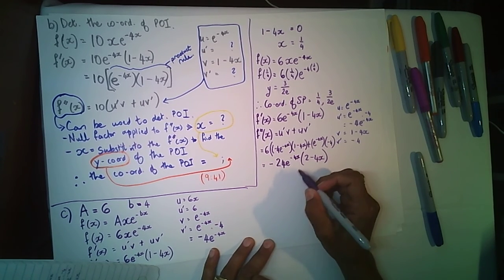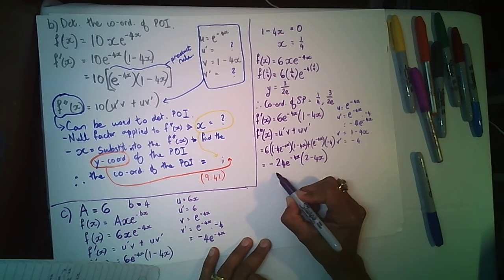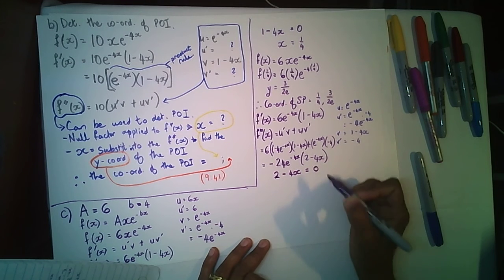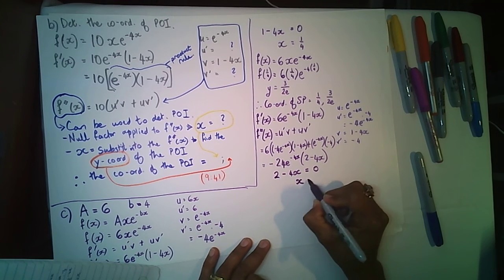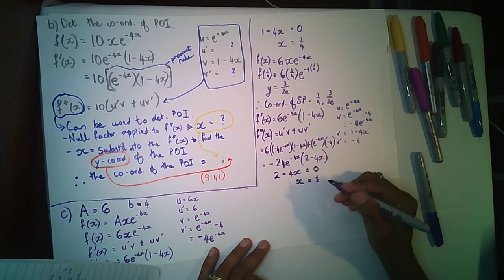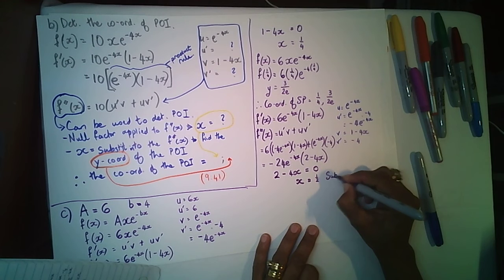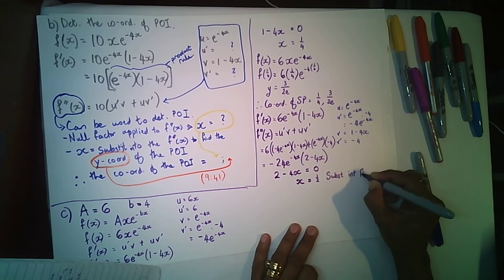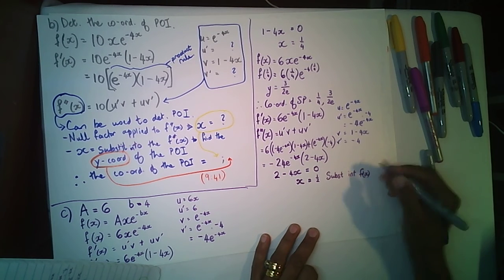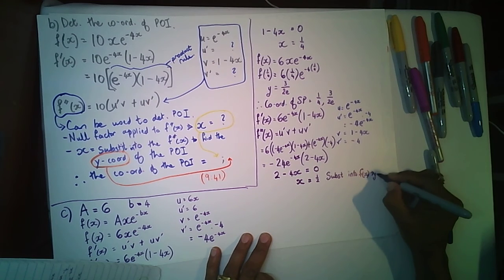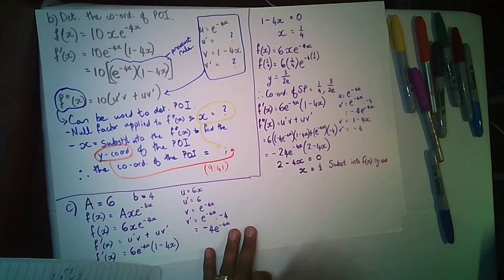You take the second part, which is 2 minus 4x. When is it equal to 0? And eventually you find out that x value is half. So if I substitute this value into my original function, I'm going to be able to find my y coordinate. Okay, so that's going to give me my y coordinate.